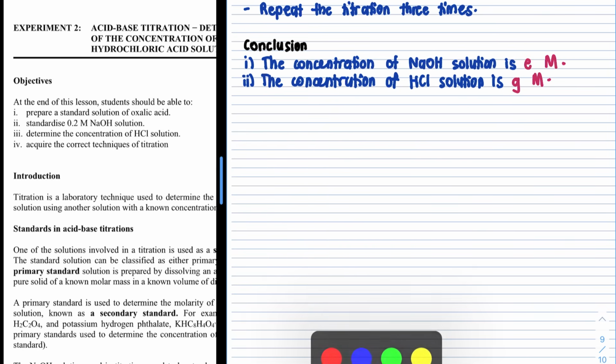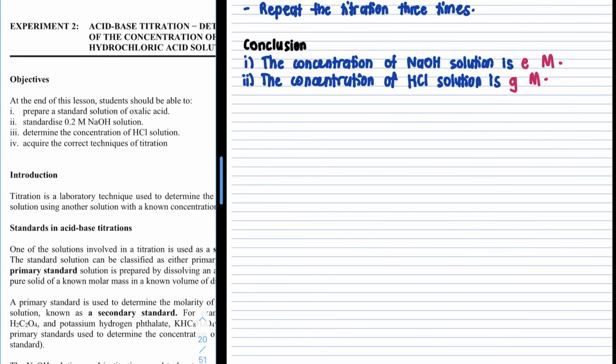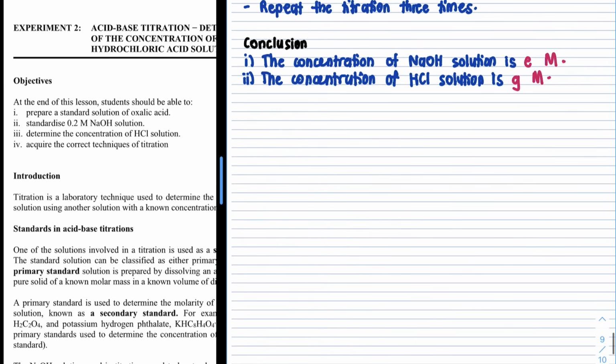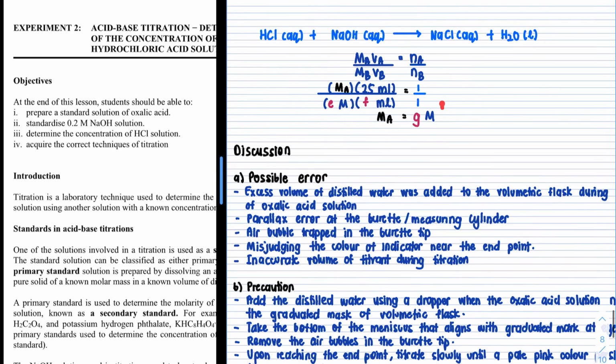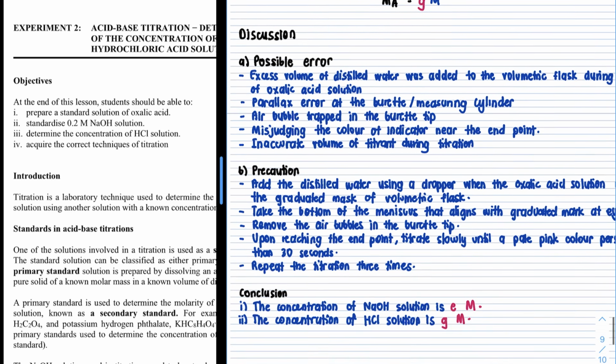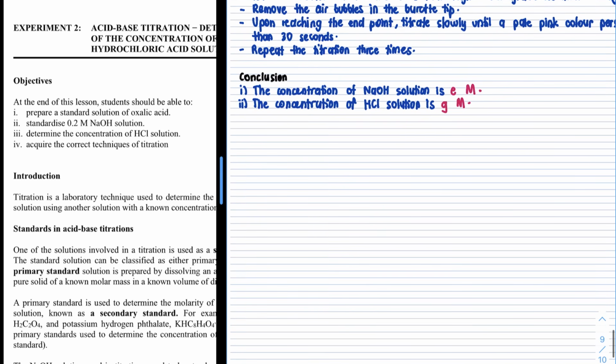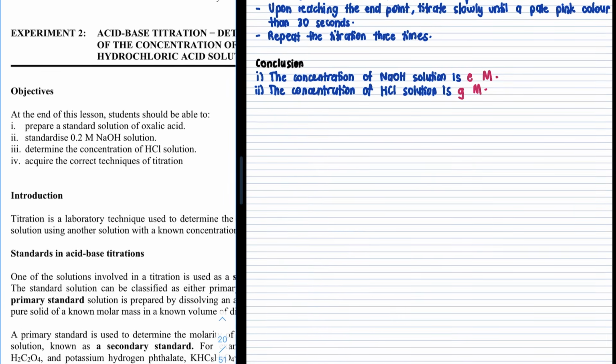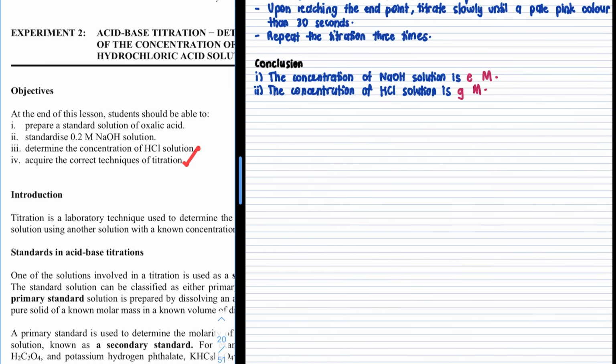Okay, apa lagi we want to answer in conclusion? So number 3, determine the concentration of HCl solution. So we have to answer lah. The concentration of HCl solution is what? This is based on the calculation from part C. So part C yang mana? Di sini ni lah. The last calculation for your result. Okay. And last but not least, bila kita tengok objektif kita, is to acquire the correct technique of titration. Again, there's no need to include in the conclusion lah. Conclusion ni selalunya kita akan include apa yang kita dah kira.